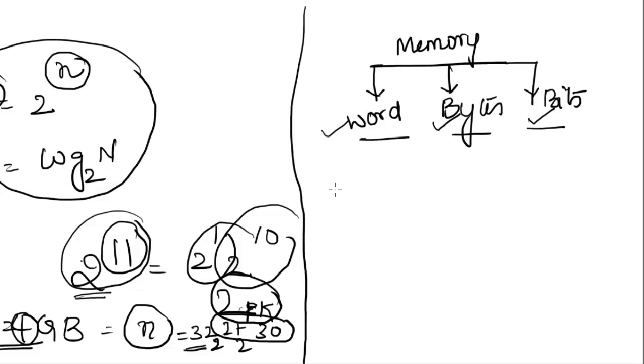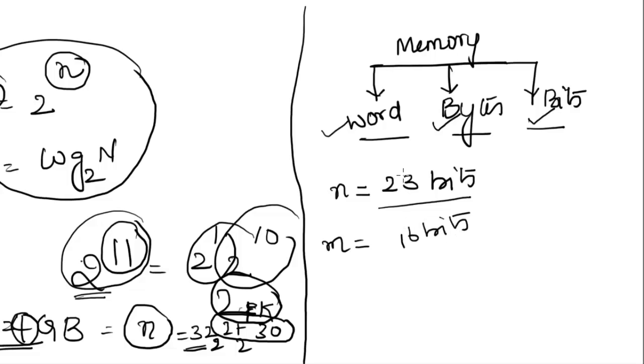Now we will take one example and I will explain. Suppose small n is equal to 23 bits. It means I have to represent the memory with 23 bits. If I am having 23 bits, how many words can I form? Next, similarly, each word has the capacity of 16 bits. Now I have to organize the memory in the form of words, bytes, and bits. It is very simple. Just see here. First I will take it as words. Next, bytes and bits.